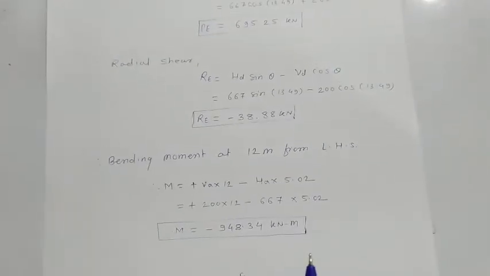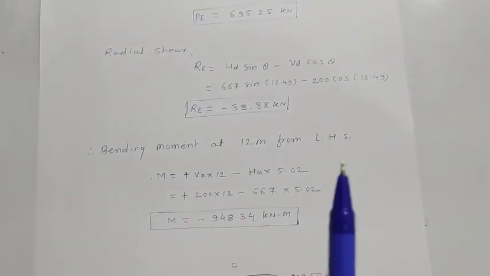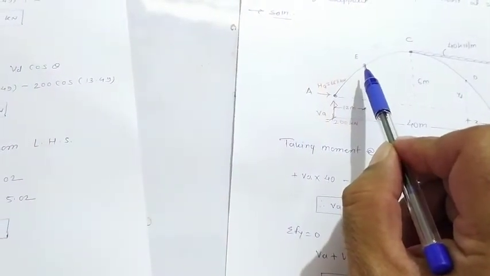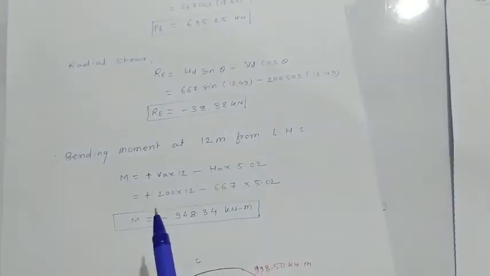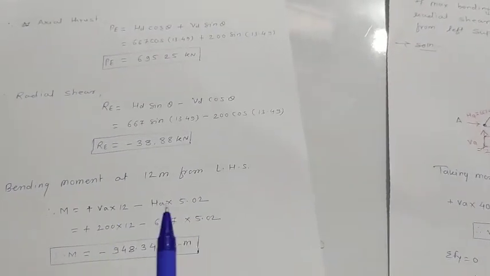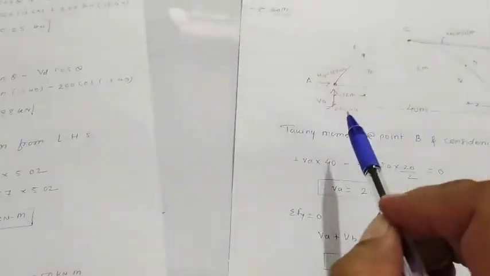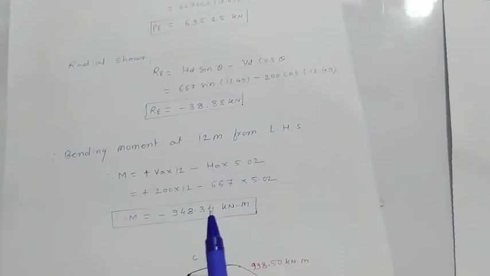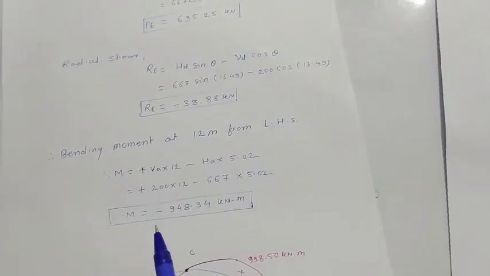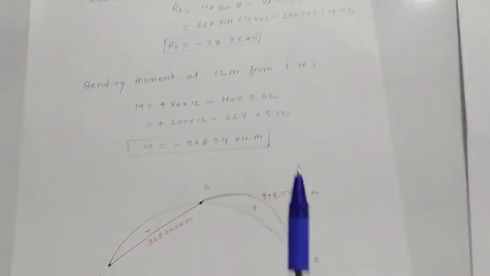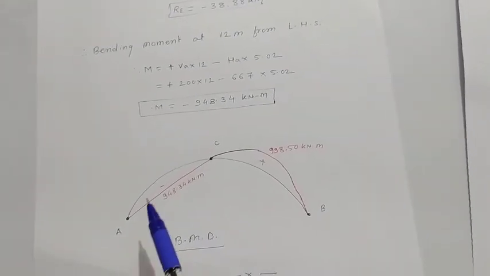Okay. Now bending moment at 12 meter from the left hand side, means bending moment at point E. Just take the moment at point E and consider the left side. So VA into 12 minus HA into 5.02. From this equation you will get the value of bending moment, that is negative 948.34 kilonewton meter.